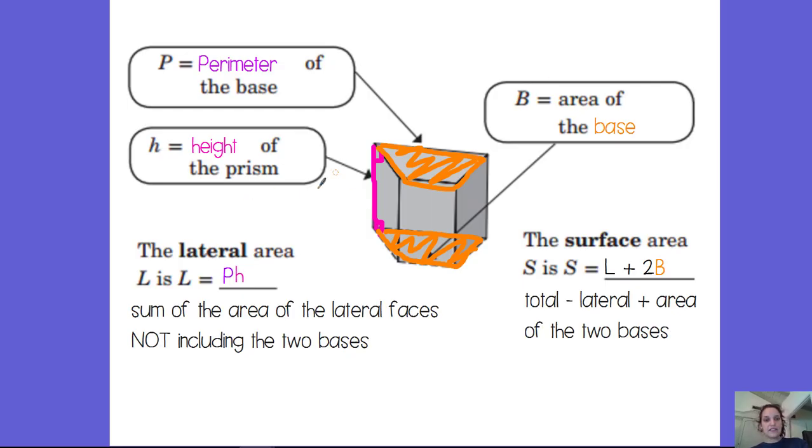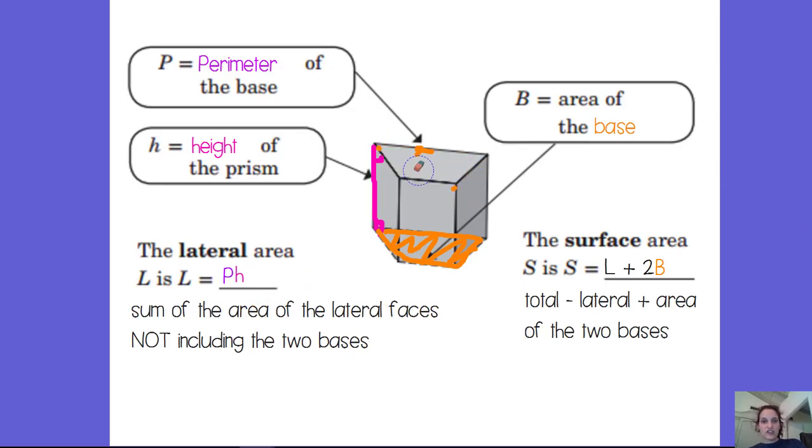So there are two things we're going to ask you for: lateral surface area and total surface area, or just surface area. If we ask you for the lateral surface area, it's the sum of all of the lateral faces, and we're not going to include the two bases. So lateral is everything except the two bases. You do not include the bases in the lateral surface area. So the formula for finding the lateral surface area of a prism is the perimeter of the base times the height of the prism.